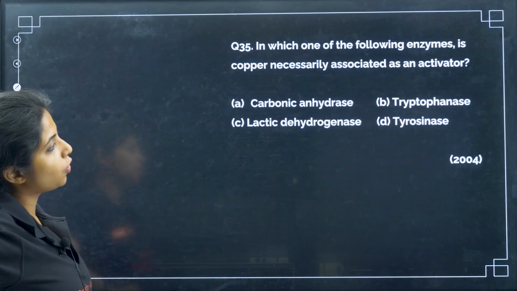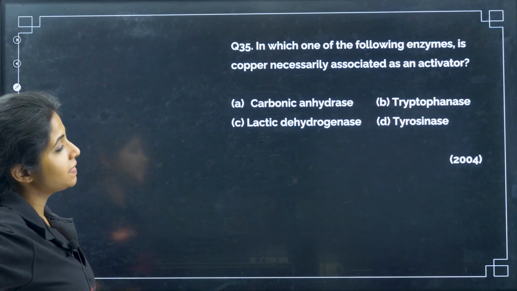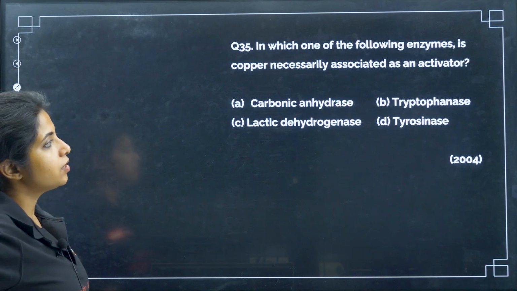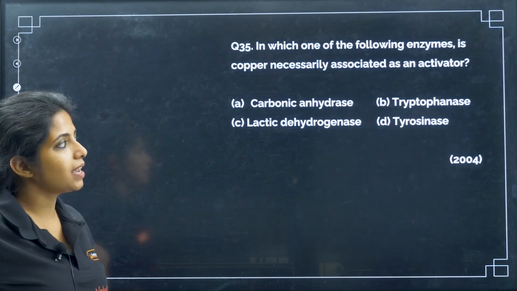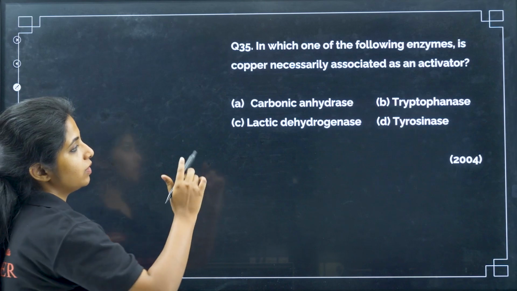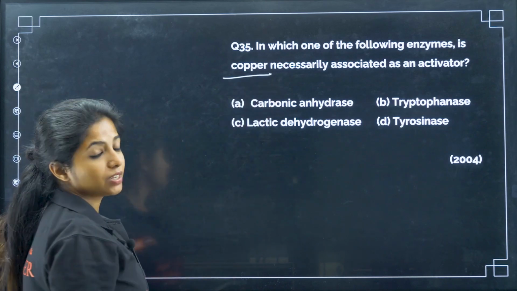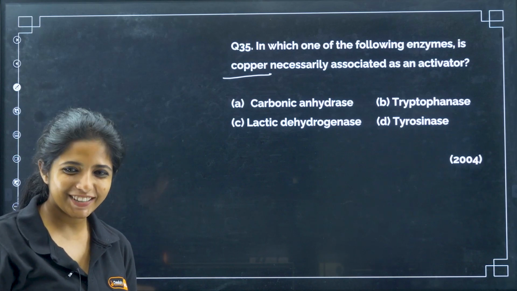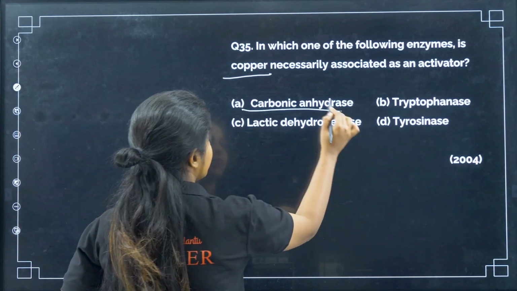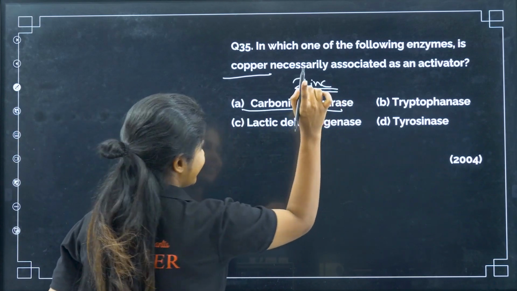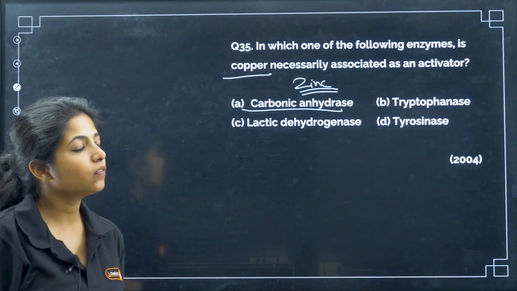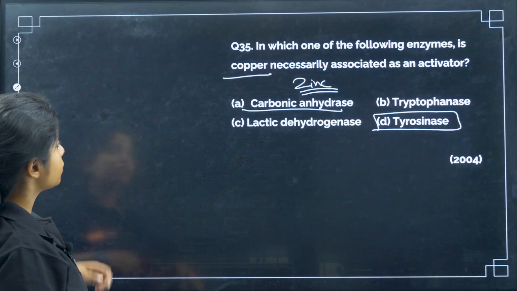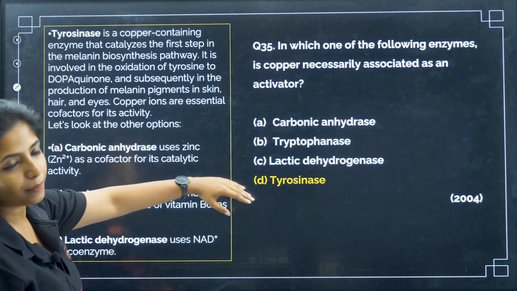Now, in which one of the following enzymes is copper necessarily associated as an activator? Carbonic anhydrase, tryptophanase, lactic dehydrogenase and tyrosinase. In the case of carbonic anhydrase, you need zinc. Remember that at least. So over here the answer is tyrosinase. This is the one where you need copper, something that is not there in your NCERT, I do agree, but this is the answer.